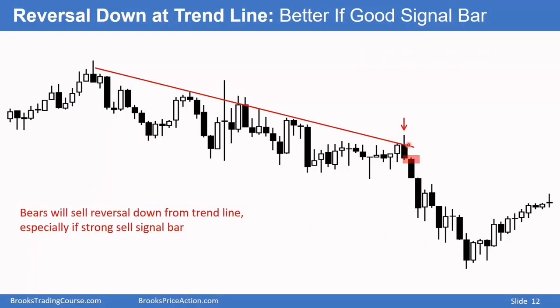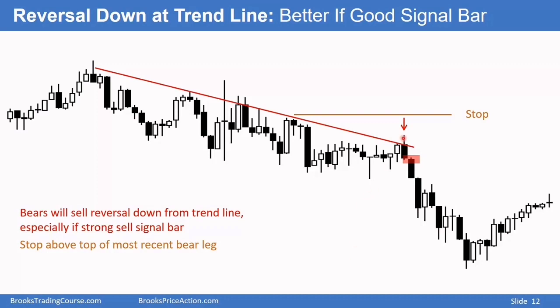Bears will also sell reversals down from the trend line. They have a good-looking bear bar closing on its low, reversing down from a best fit trend line. They'll sell on the stop just below the low of that bar, and they'll get filled right here. If they sell here, where's their stop? Possibly above the high of this bear bar, or they could put it above the most recent lower high up here. Both are acceptable. If you have two reasonable choices for a stop, you can use either one.